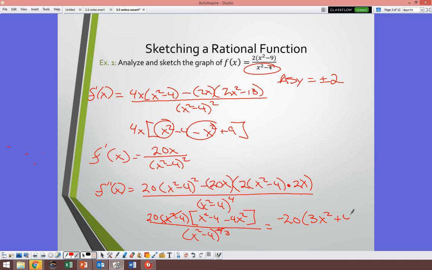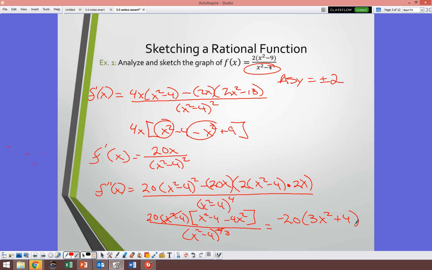Over x squared minus 4 to the third. I took out the negative and put it in front of the 20. I'm just trying to clean this up. I took the negative out front because I hate having a negative in front of my x squared; the negative in front of the leading coefficient makes it difficult to factor if I need to.